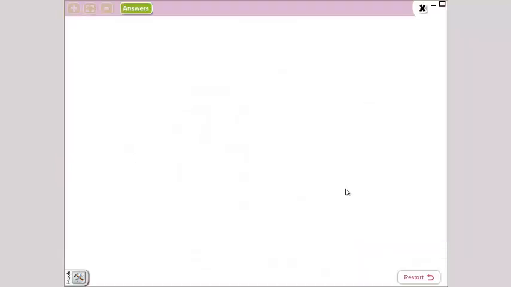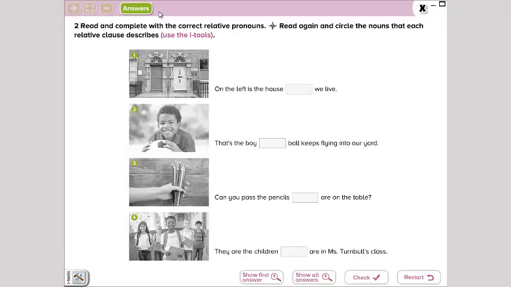Okay, and in the second part, en la segunda parte, we have read and complete with the correct relative pronouns. Read again and circle the nouns for each relative clause described. Okay, so the first one.